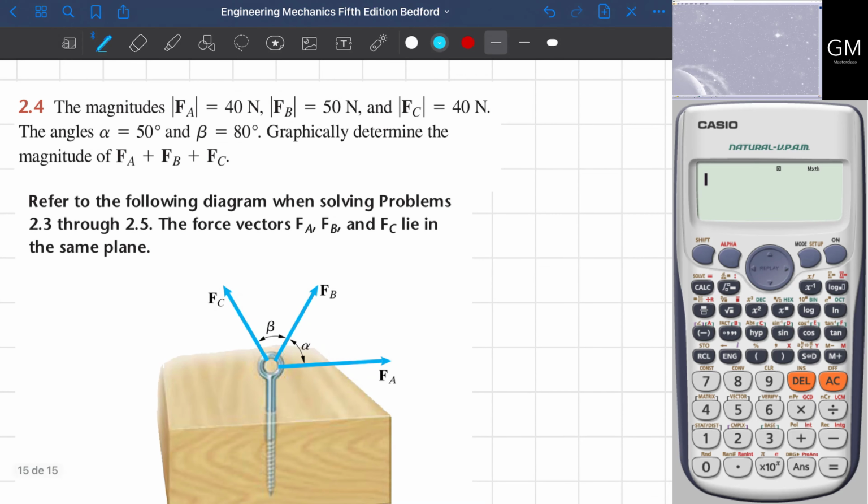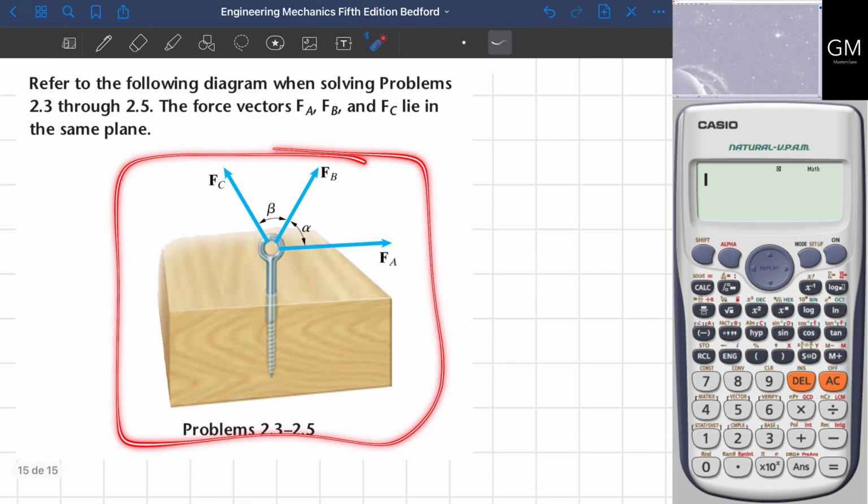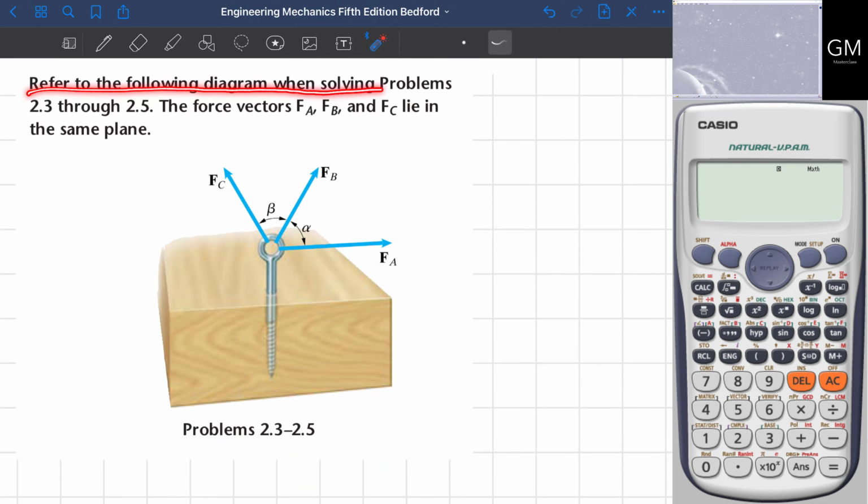Okay, we're going to solve the following exercise. The exercise is number 2.4. The magnitudes FA equals 40 newtons, FB equals 50 newtons, FC equals 40 newtons. The angles alpha equals 50 degrees and beta equals 80 degrees. Graphically determine the magnitude FA plus FB plus FC. This is the diagram. This is telling me to refer to the following diagrams when solving problems 2.3 through 2.5. The vectors FA, FB, and FC lie in the same plane.